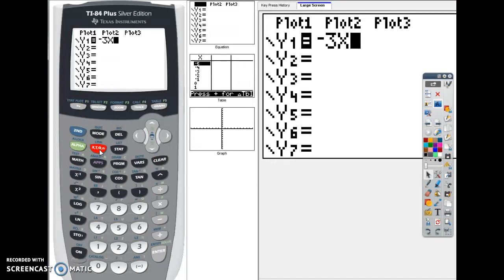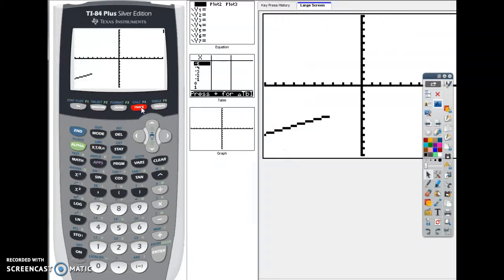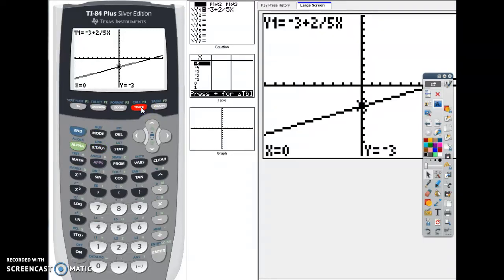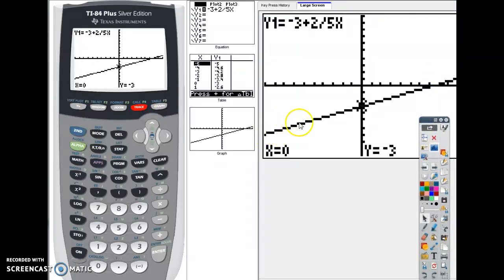-3x plus 2/5. Oops, clear it. It's -3 plus 2/5 x. Trace. Okay, so again, I know that this is a positive slope. I know that this is the y-intercept, -3. And I also know that my 0 is somewhere over here.